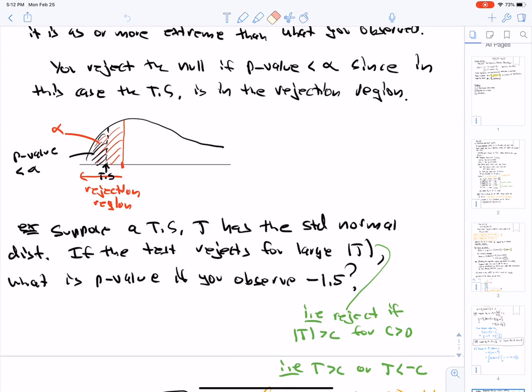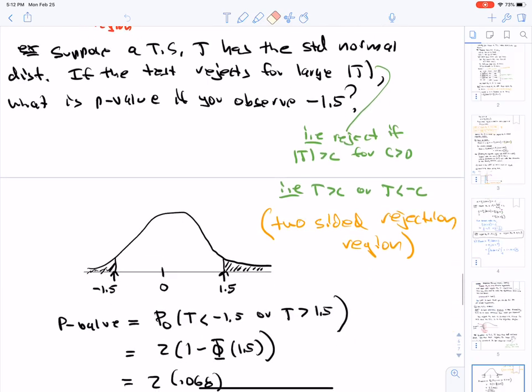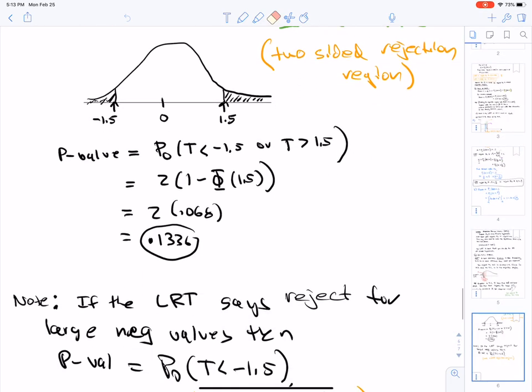So suppose a test statistic T has the standard normal distribution. If the test rejects for a large absolute value of T, what's the p-value if you observe minus 1.5? Well, if the test rejects for a large absolute value of T, what does that mean? It means it rejects if the absolute value of T is greater than c for some positive c. In other words, T is greater than c or T is less than minus c. So we have a two-sided rejection region as shown here.